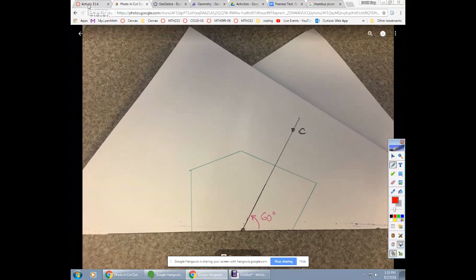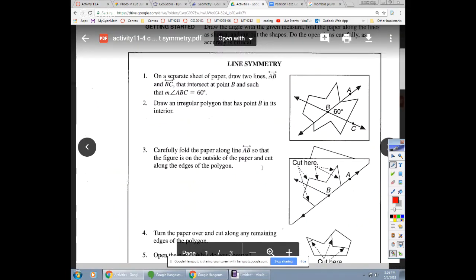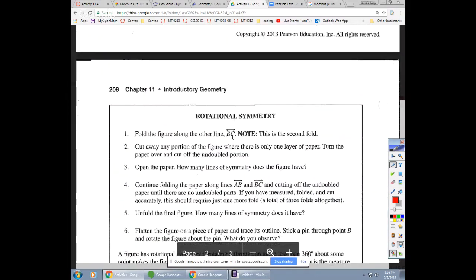All right. So let's check out the next page here. Where'd it go? There you are. Okay. So the next page says, now fold along line BC. Fold along the other line.